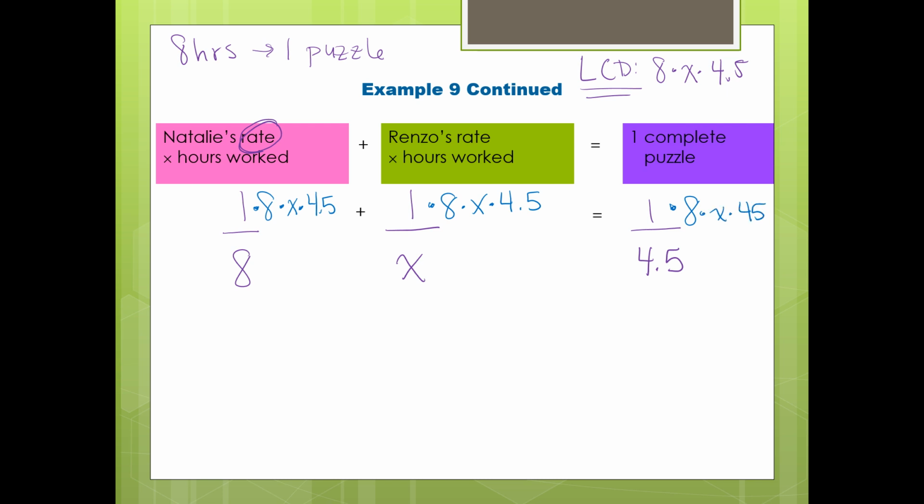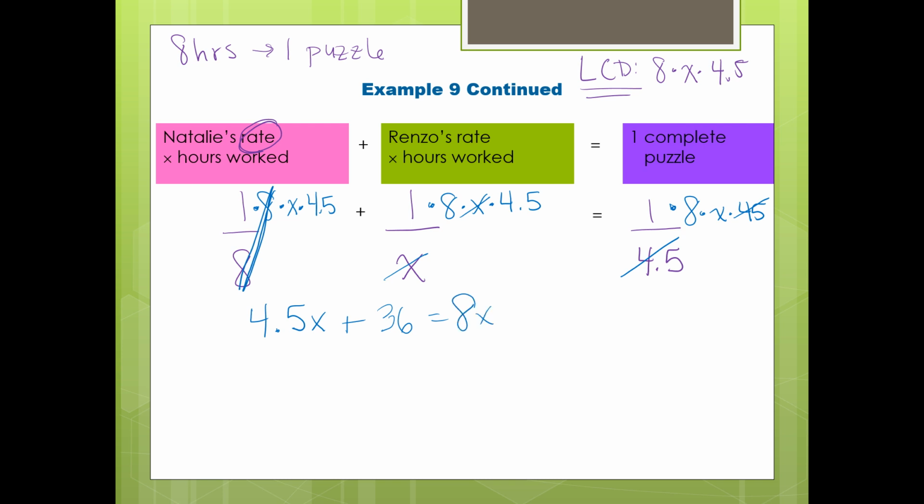Okay. So now we look and see what cancels. Our 8's cancel here, so we're just going to have 1 times x times 4.5, which gives us 4.5x. Here our x's are going to cancel, which gives us 8 times 4.5, which is 36. And then in our last one, the 4.5s are going to cancel, so we're going to end up with 8x.